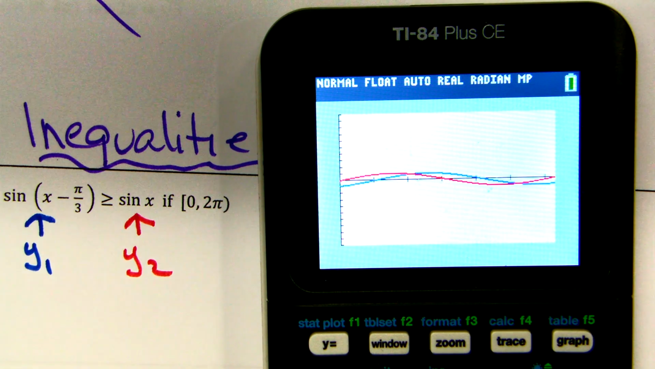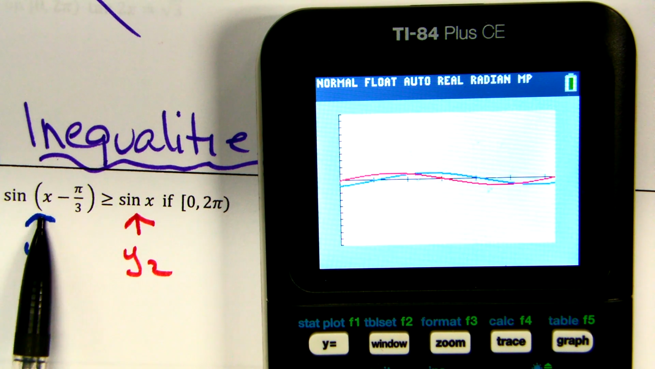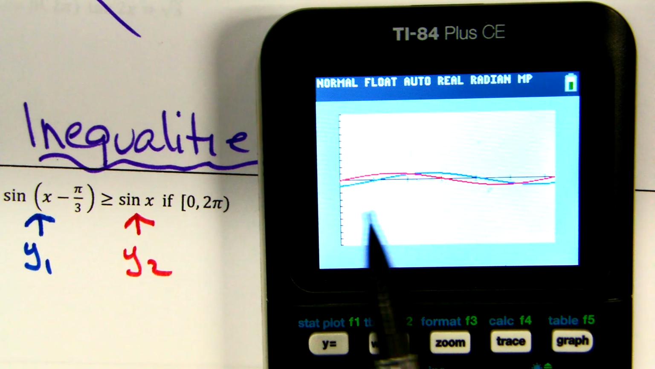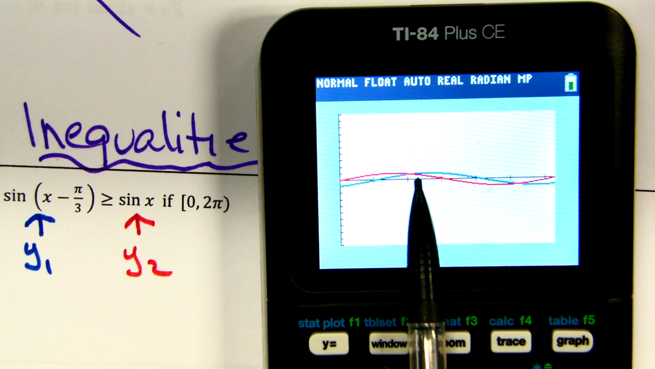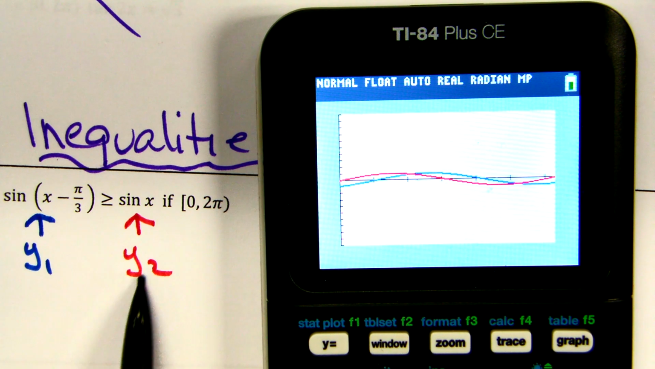Because we're about to ask ourselves the question, where is this y1 greater than or equal to this? Where is my blue above the red? So we need to know what this section of the graph is, from here to here. If you didn't know which one was the first one and which one was the second one, how do you know which section of the graph to look at? So here's a fix for you.